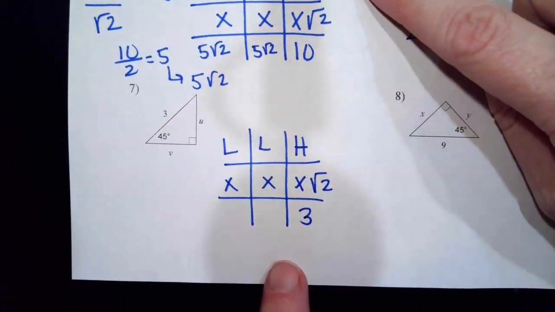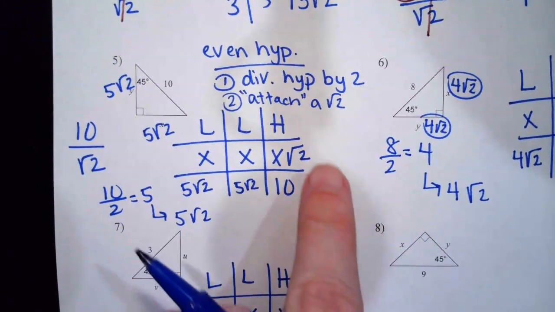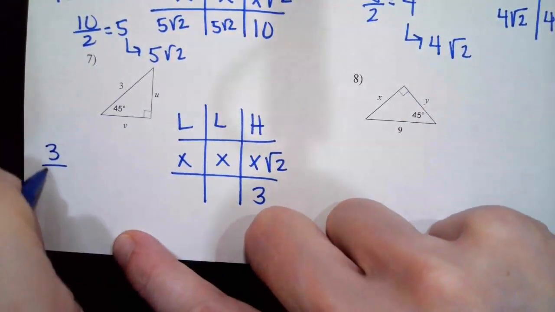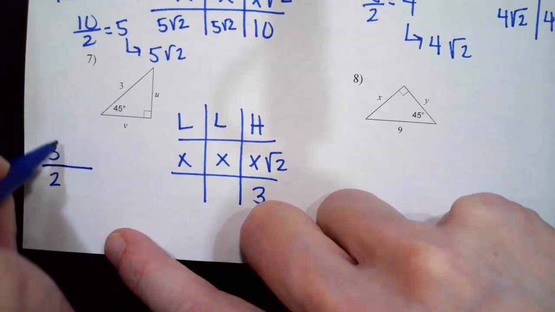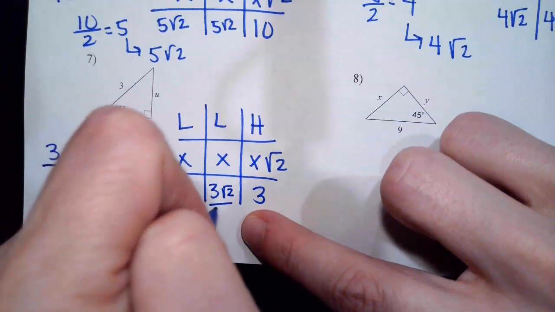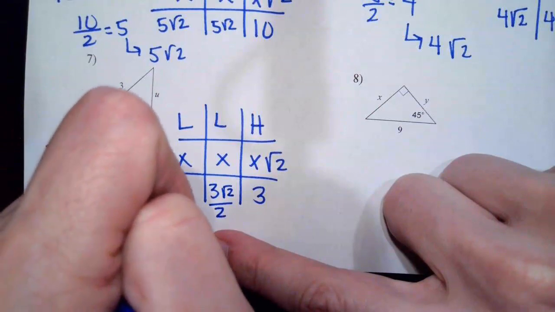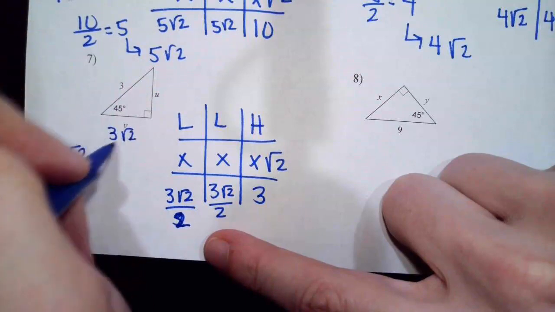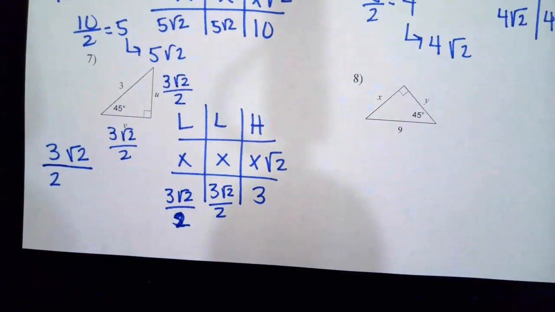Alright, so if we follow our steps, and the steps are up here, we're supposed to divide the hypotenuse by 2, and then we're supposed to attach a radical 2 at the end. The problem is, if I do 3 divided by 2, that's not really going to get me anywhere, right? That's the best we can do. So just leave your 2 there in the denominator and attach a radical 2 at the end. And since these are the same, these two columns have to be the same as well. Oops, and that's a 2 there. And you're all done. 3 radical 2 over 2.